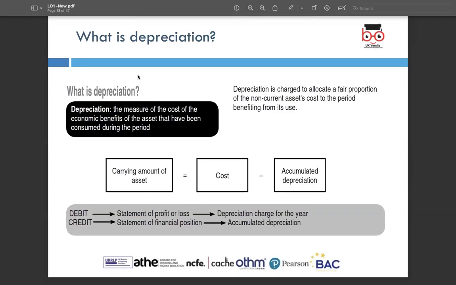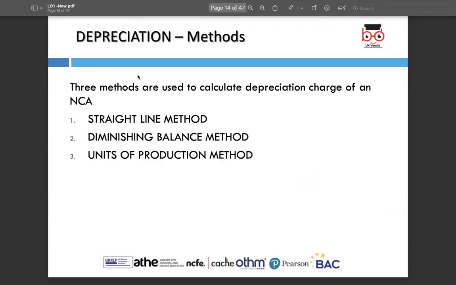So entries for depreciation are recorded: debit, statement of profit or loss account, depreciation charge for the year, and credit, statement of financial position, accumulated depreciation. There are three main methods used to calculate the depreciation charge on a non-current asset: straight line method, diminishing balance method, and units of production method.